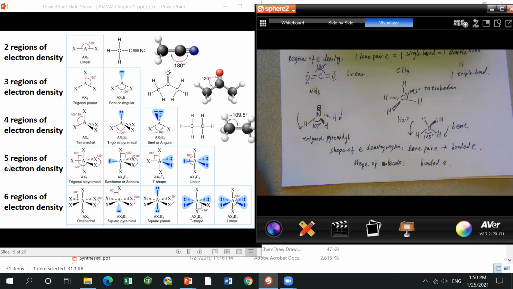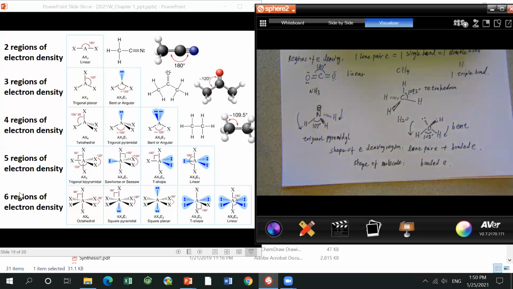And then on, with five regions and six regions of electron density, you can get a more complicated situation. But good thing for you guys, keep in mind that the electron pairs include both the bonding electron pairs and also the lone pair electrons.